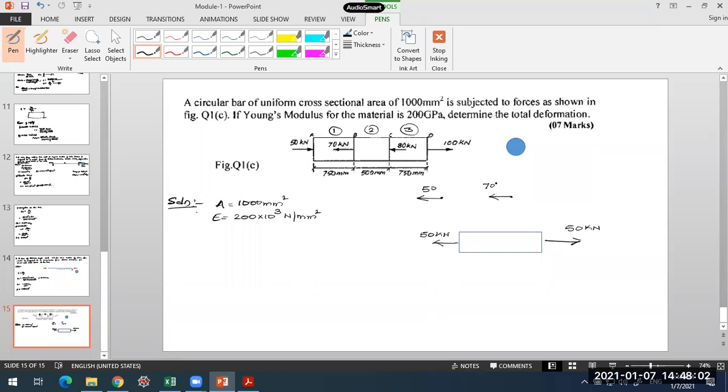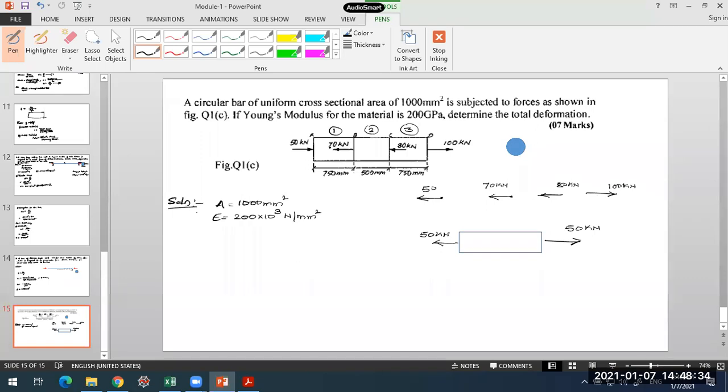There is a force of 70 kilonewton first. That's what we come across here. Then there is a force of 80 kilonewton. Then there is one more force of 100 kilonewton at the end. What is the net force from the right side? It will be minus 70 minus 80, which is minus 150, plus 100. So that will be 50 over here.